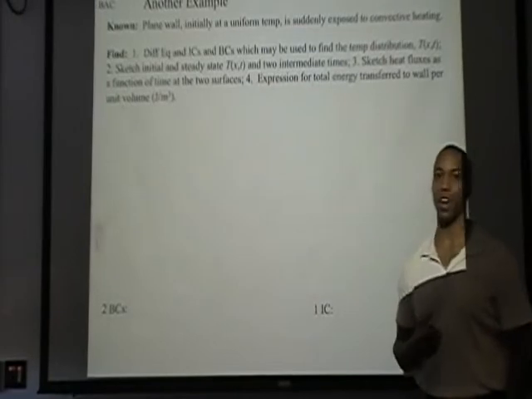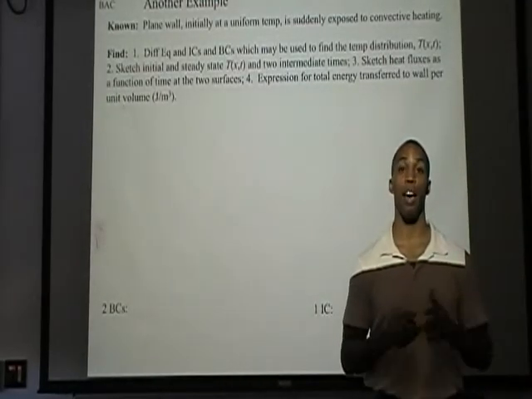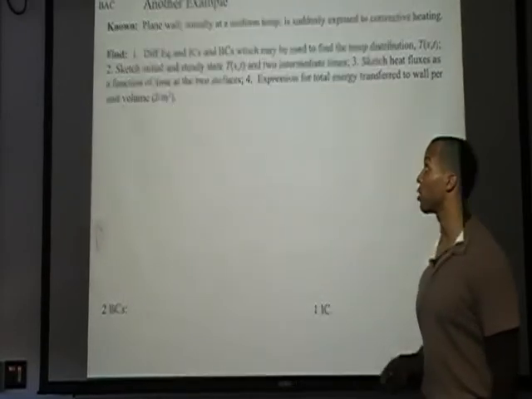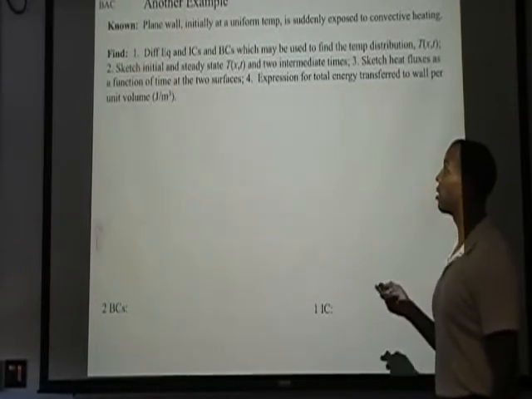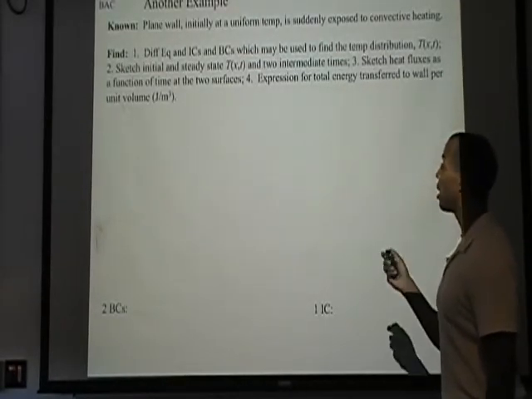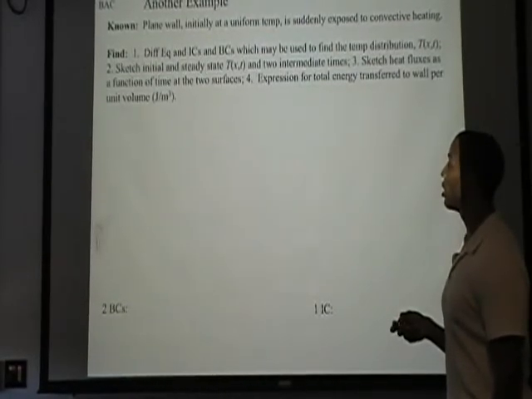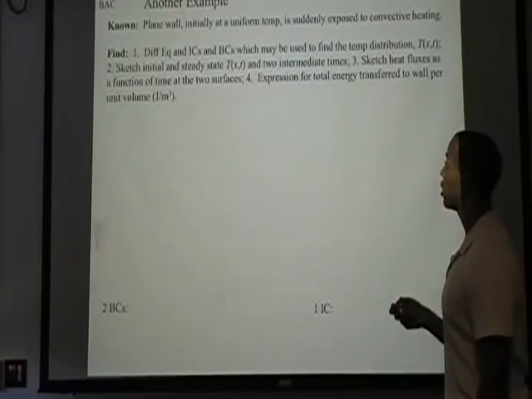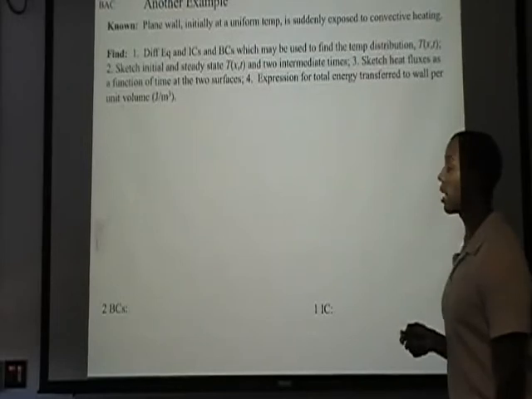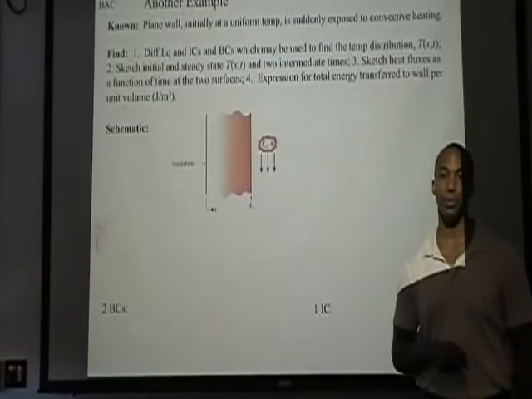And now what we want to figure out, this is the problem where you're just given a description and you have to choose the appropriate form of the heat equation to apply. So the first thing we want to do is figure out what the form of the differential equation, the heat equation, should be and which boundary conditions we need. Then we're going to sketch the initial and steady state temperature in 2 intermediate times. We're going to do some more sketching, and then we're going to look at what the total energy transfer to the wall is.